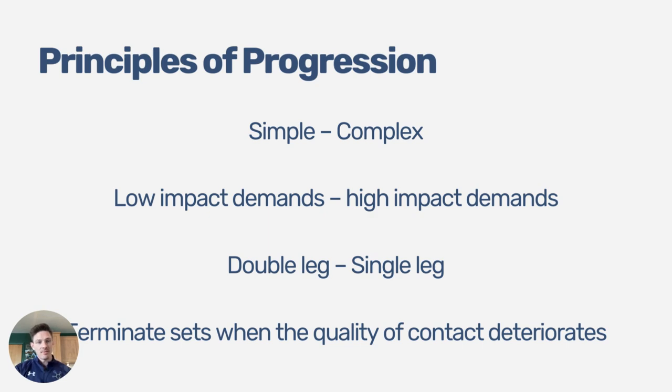We start with low impact demands, then move to high impact. We can always make a box higher or the height higher. We can always go a bit further or set the target further. So start low, get the movement, get the coordination first, and then build in high impact. Start double leg, for obvious reasons, and terminate sets when the quality of contact deteriorates. If you're in there in person, you can do that. You can call it.